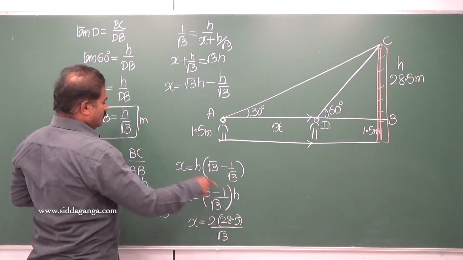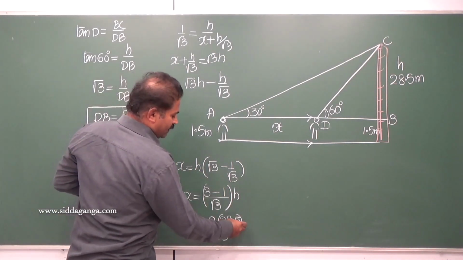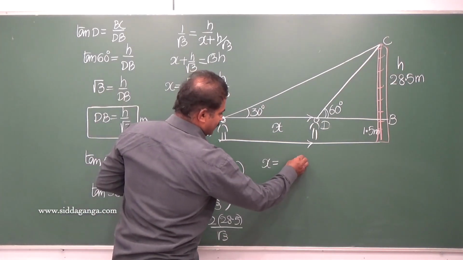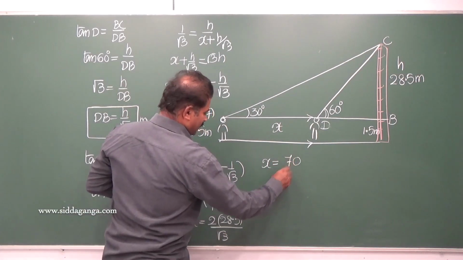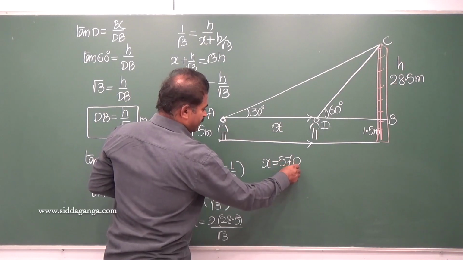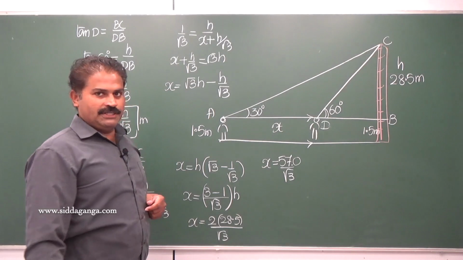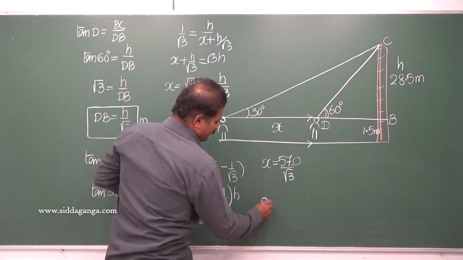Now we have added that. So until now we only dealt with H. So now 2 into 28.5. So 2 into 5 is 10, 1 carry, 2 8s are 16 plus 1, 17, 1 carry, 2 2s are 4 and 1, it is 5. So it's 57 by root 3. So will that be sufficient? No, you need to rationalize it. So how are you going to do that?